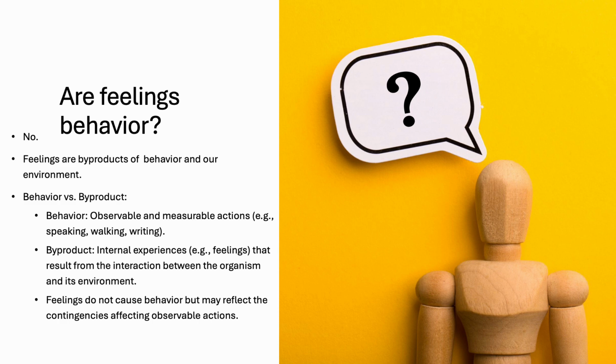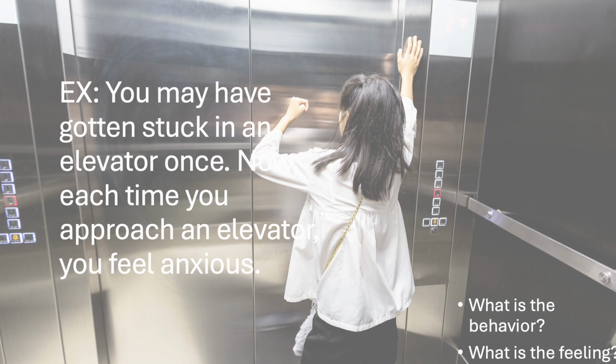Okay. Feelings do not cause behavior in any way, but they may reflect those specific contingencies that are affecting our observable actions. So I'll give you an example. Let's consider that you've been stuck in an elevator once. One day you went into the elevator, you got stuck, and it might have elicited specific feelings of fear. It might have caused some increased heart rate, some sweating. Maybe you felt nervous, different types of feelings that you could have experienced. But now every time that you approach an elevator, you feel anxious.